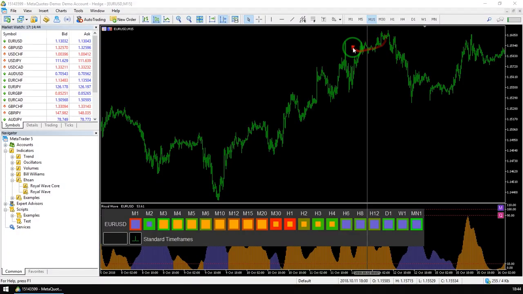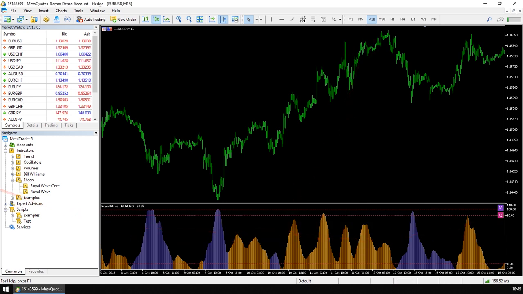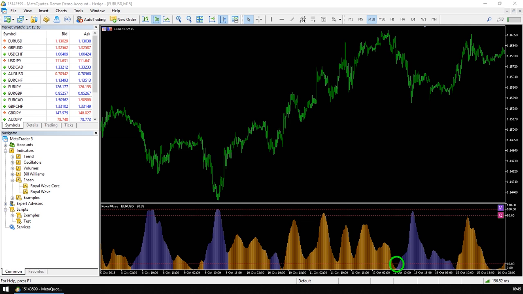Look at this area, from timeframe H1, the rectangle border is completely red. At the same time, Royal Wave is showing an entry point in the M15 timeframe. Let's see this area from the H1 timeframe.